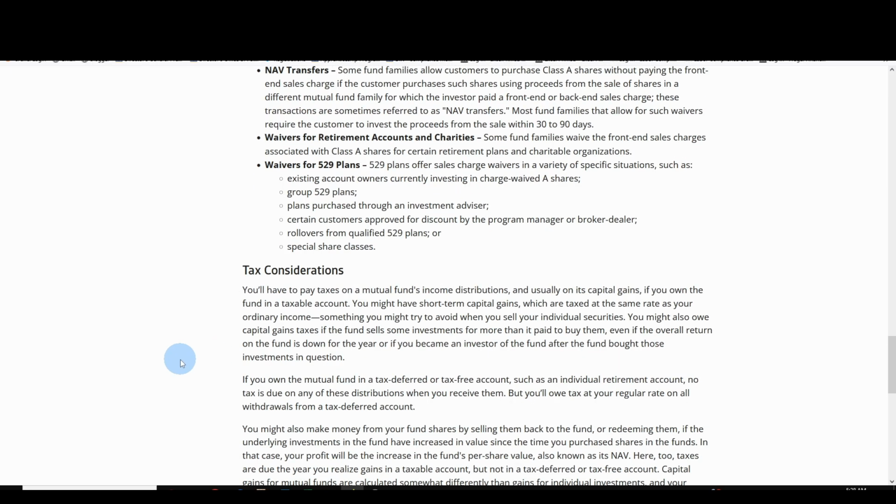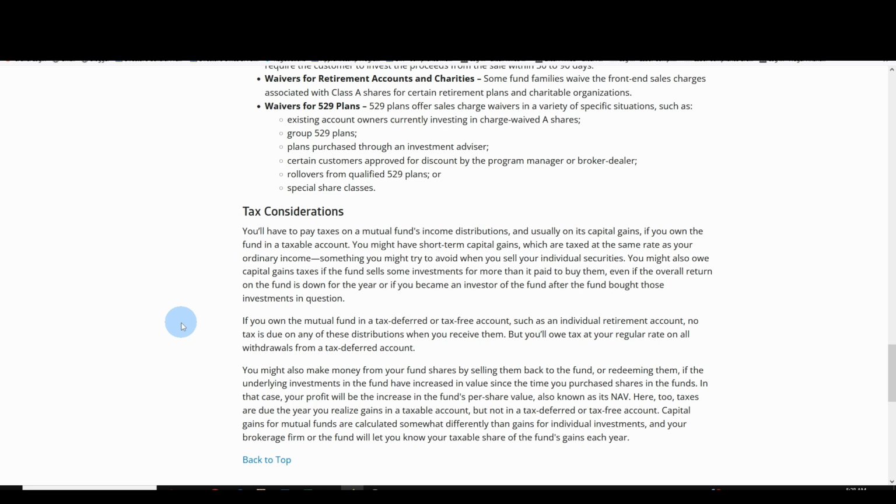Tax consideration. You'll have to pay taxes on a mutual fund's income distribution and usually on capital gains if you own the fund in a taxable account. You might have short-term capital gains, which are taxed at the same rate as your ordinary income, something you might try to avoid when you sell your individual securities. You might also owe capital gains taxes if the fund sells some investments for more than it paid to buy them, even if the overall return on the fund is down for the year, or if you become an investor of the fund after the fund bought those investments in question.